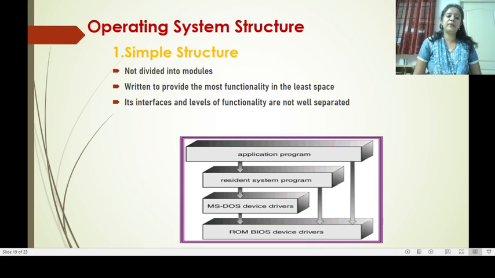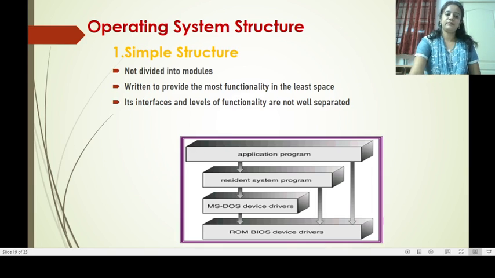This structure is divided into different modules and does not provide much functionality because of its limited space. Its interface and levels of functionality are not well separated. It basically uses the character user interface to interact with the system. This simple structure is mostly seen in earlier operating systems such as DOS.